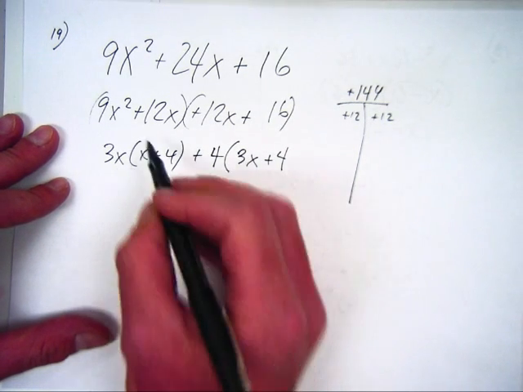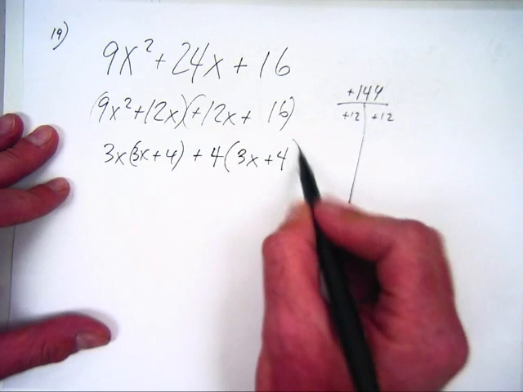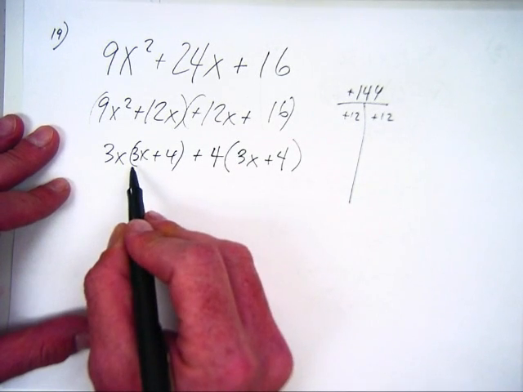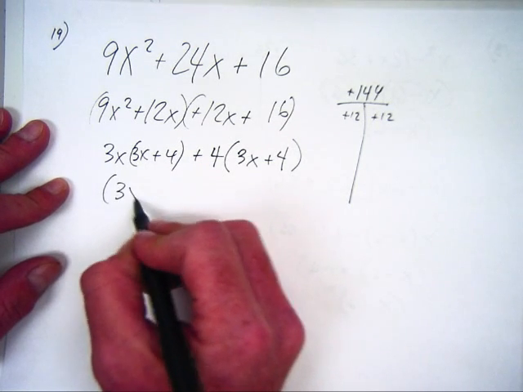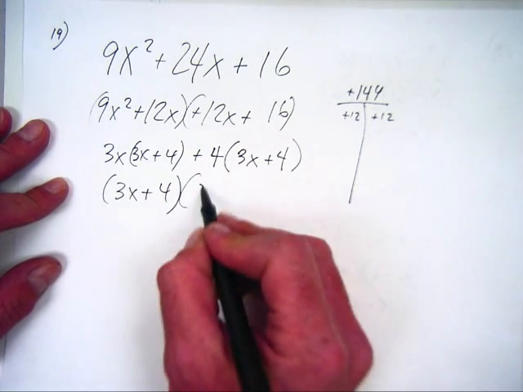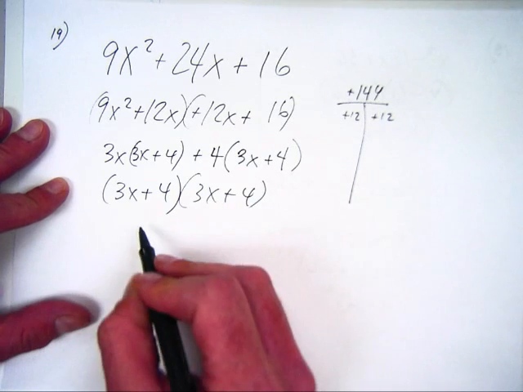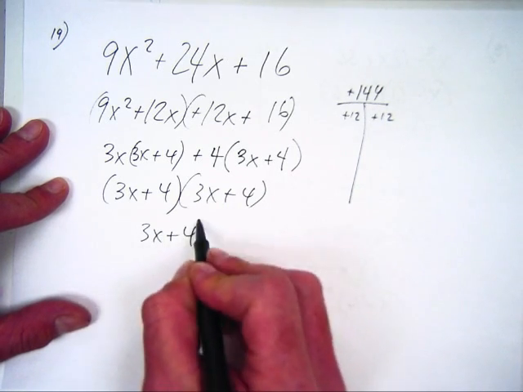We must have done something wrong here. I'm sorry. There's a 3x there. If you caught that, good for you. I missed it. I pull out, I still have a 3x inside. So it just becomes 3x plus 4, 3x plus 4, which again is 3x plus 4 squared.